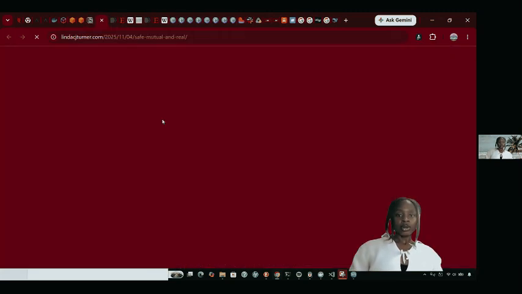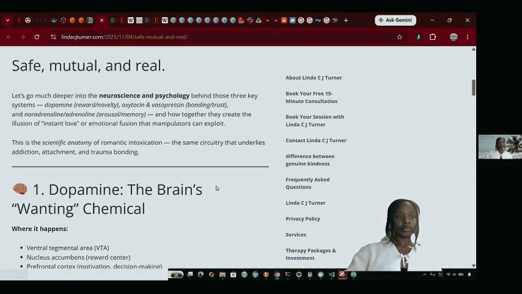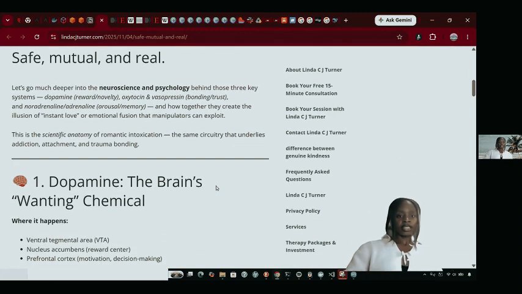So let's go to here. This one was quite interesting to me. I think somewhere at the end she called it limbic hijacking, because it's actually your limbic brain that is in charge of these processes, which I think is really good. So she spoke about the neuroscience and psychology behind dopamine, oxytocin, vasopressin, noradrenaline and adrenaline, and how they create an illusion of instant love or emotional fusion that manipulators can exploit.